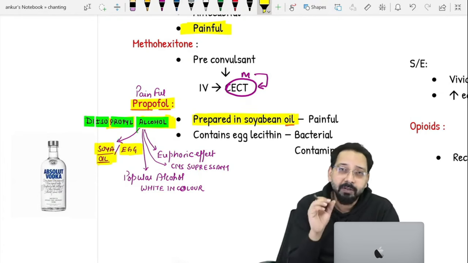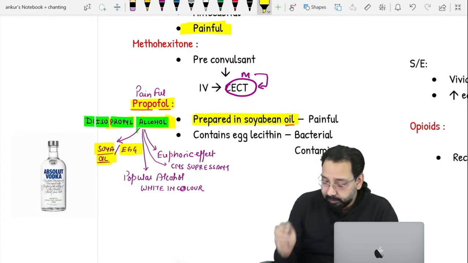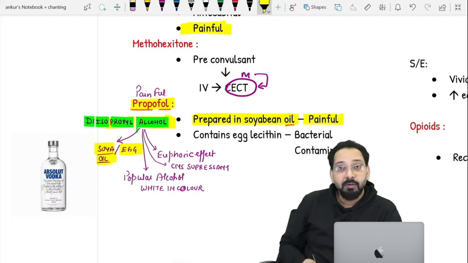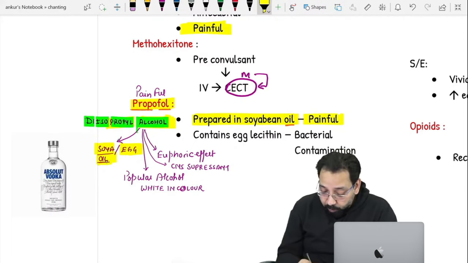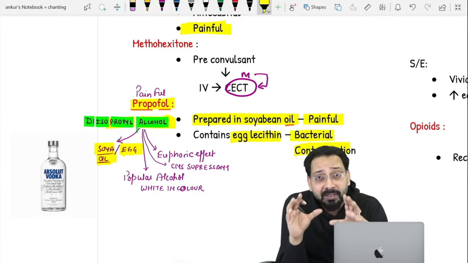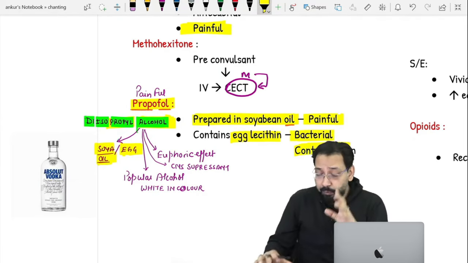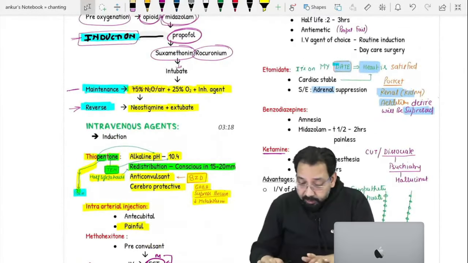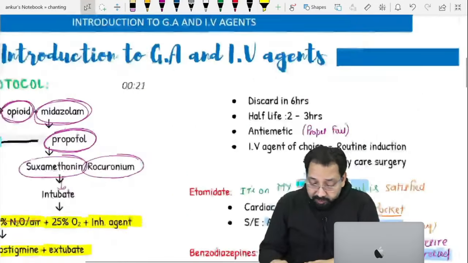And whenever any injection is oil based, it is painful. Since it is a lipid-based preparation, there are chances of bacterial contamination. That's why we say that once you open the vial, you discard it within 6 hours.